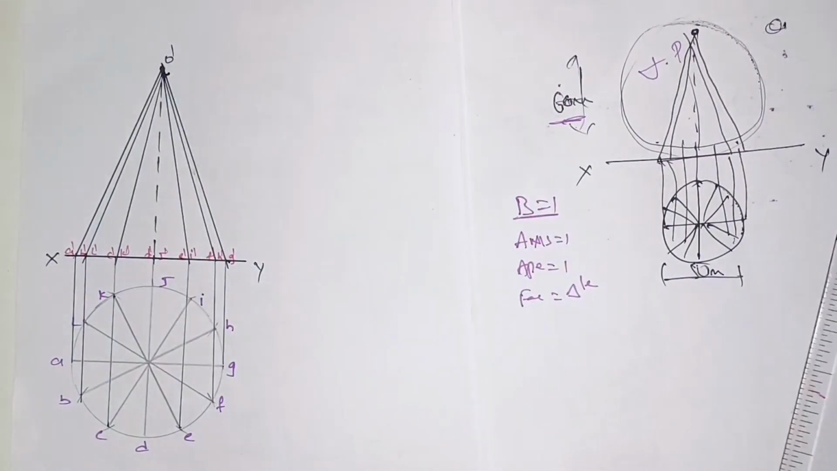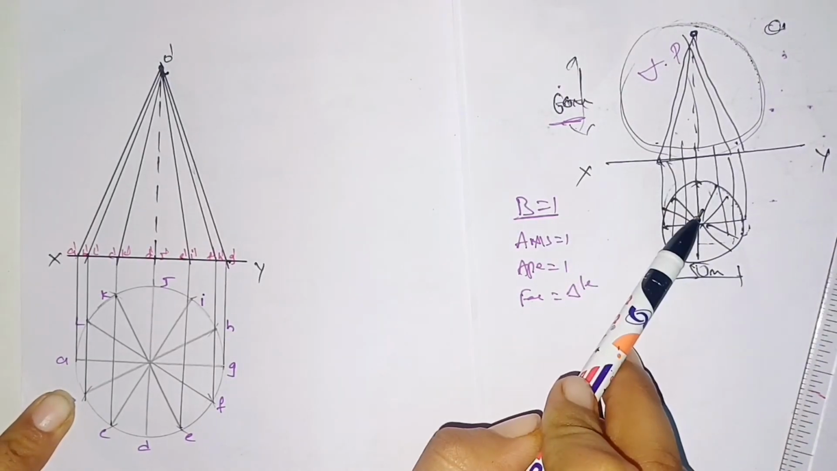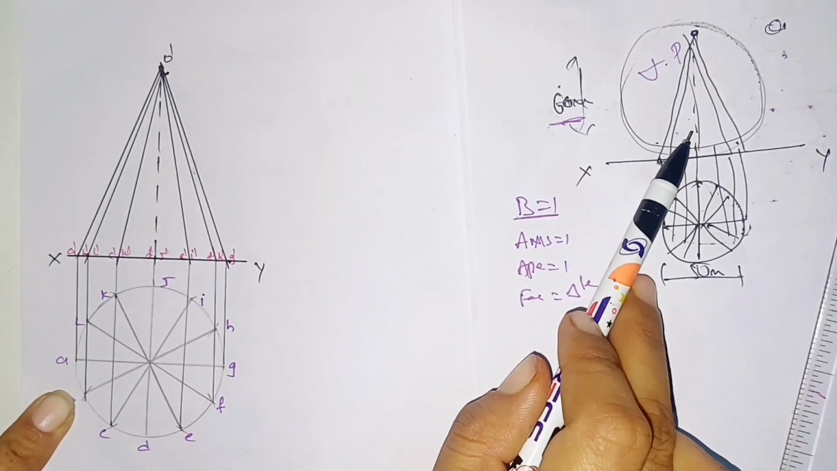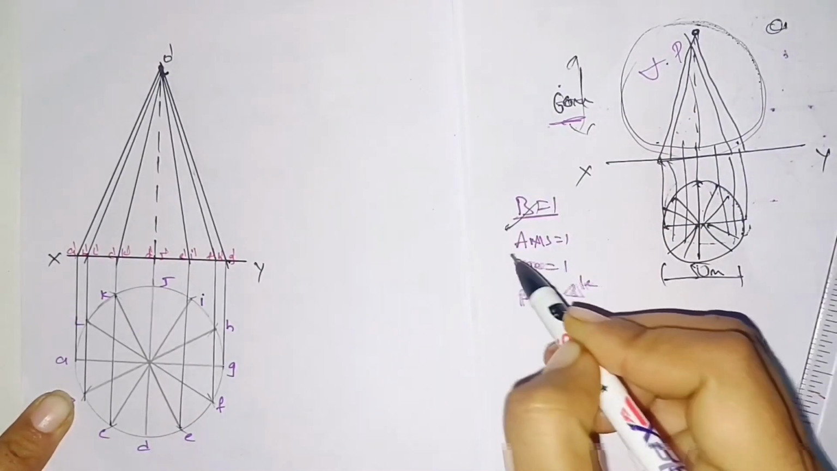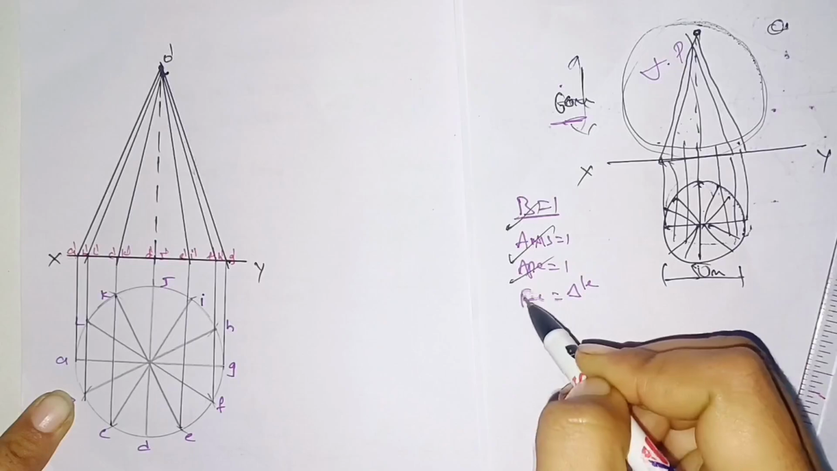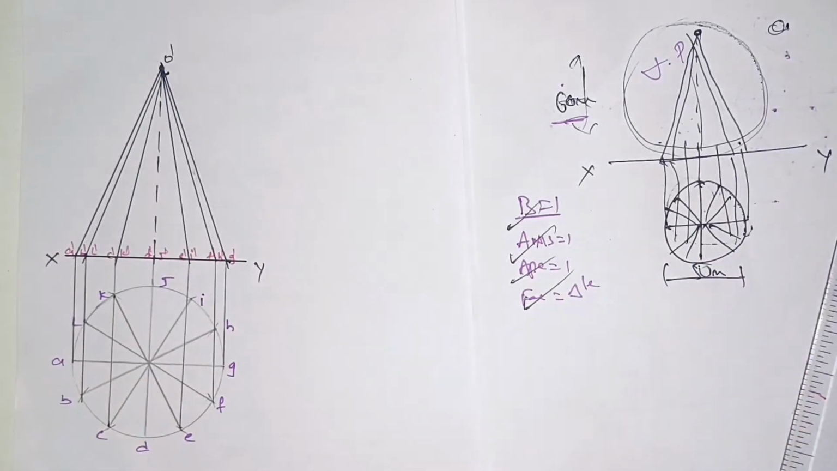So these are the circle, and we have to draw the circle on the ground, so naturally it comes downside, and we have to draw the cone, and the axis is given. Bases are 1, axis also 1, apex also 1, and the faces are rectangular. Each part carries a rectangular face.